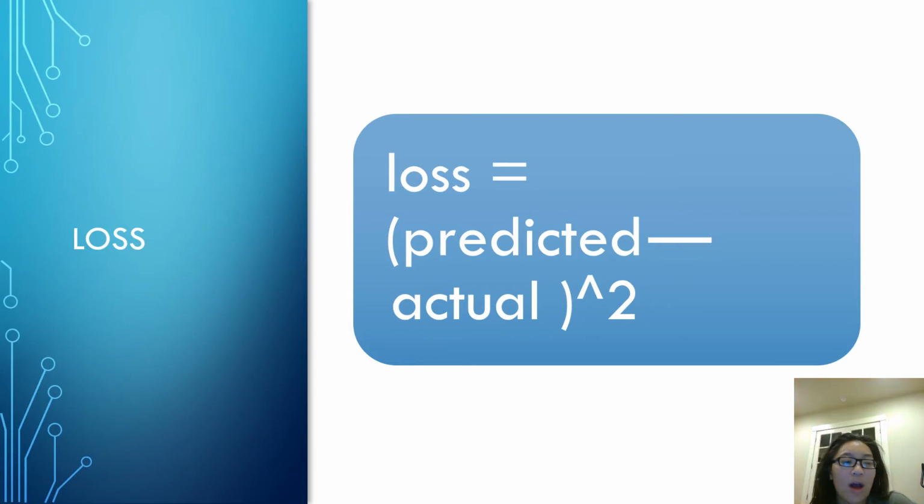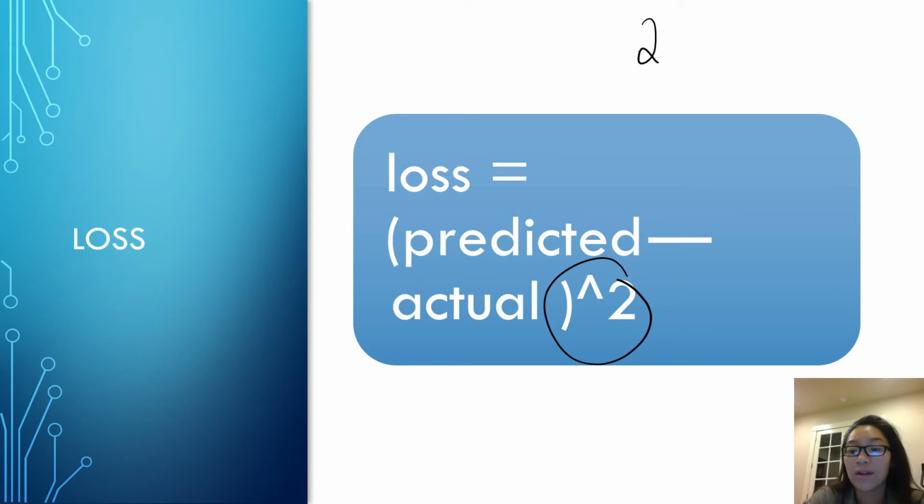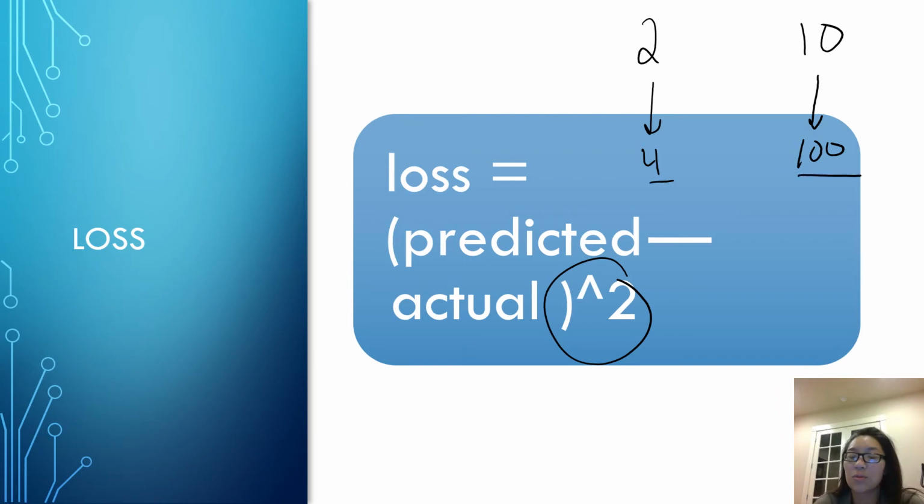So there are multiple ways to calculate loss, but in general, loss is equal to the predicted minus actual to the power of 2. The reason why the power of 2 is present in this equation is because we want to differentiate between a small loss and a large loss. Say, for example, the loss in one iteration is 2, and in another iteration, the loss is 10. Taking the power, the loss is now 4, and the loss is now 100. See here, we can definitely tell the difference between a big loss and a small loss, because the difference is now 96, while the difference before was just 8.